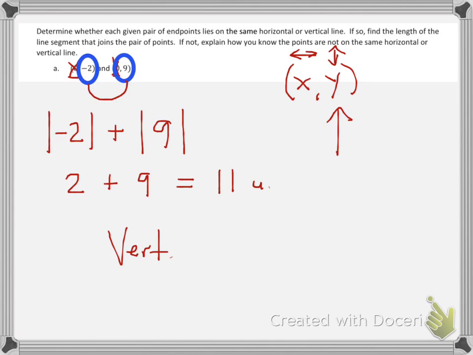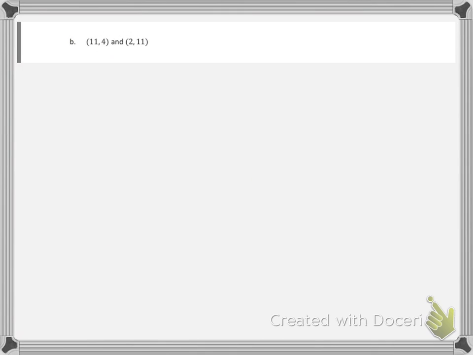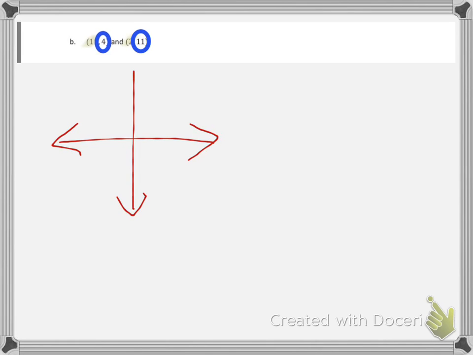Okay? Let's take a look at problem B. Again, we have an x value and a y value, of course. Let's take a look at each of those. My x value in the first ordered pair is 11. My x value in the second ordered pair is a 2. So I know that this line is definitely going to change left and right. But then when I look at the y values, I have a y value of 4 and another y value of 11. Well, those also change. So that means the line's also going to change up and down.